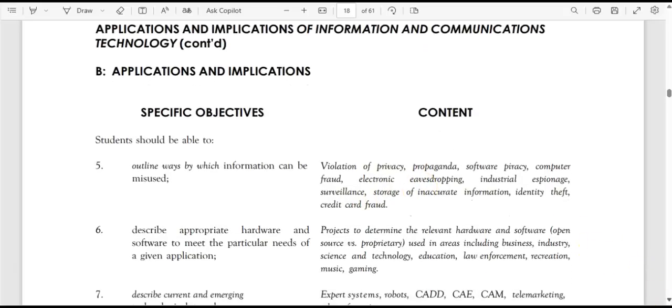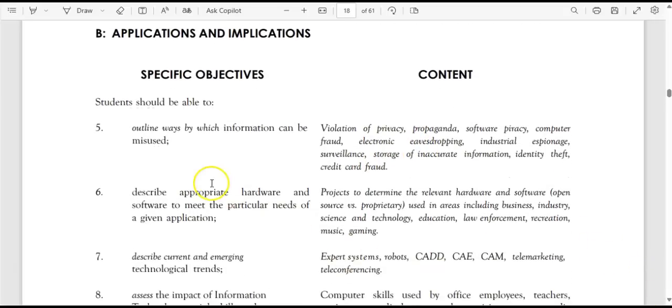Now we're going to describe appropriate hardware and software to meet the particular needs of a given application. Now we're going to look at projects to determine the relevant hardware and software, open source versus proprietary, using areas including business, industry, science and technology, education, law enforcement, recreation, music, and gaming.